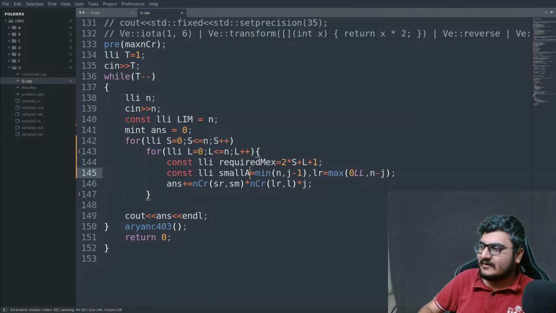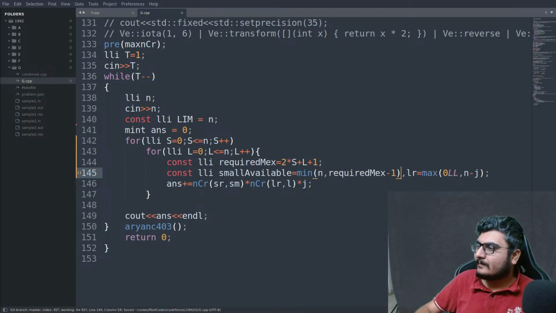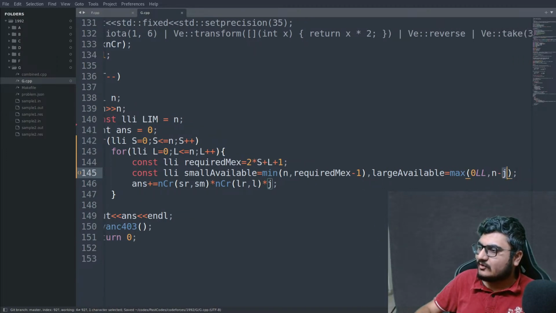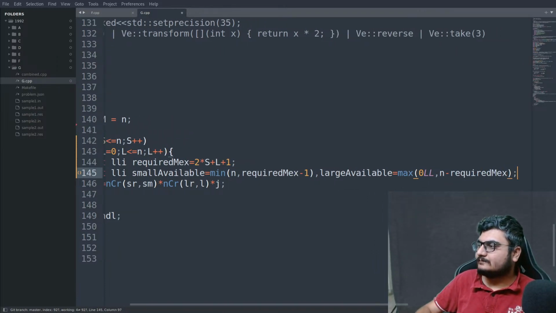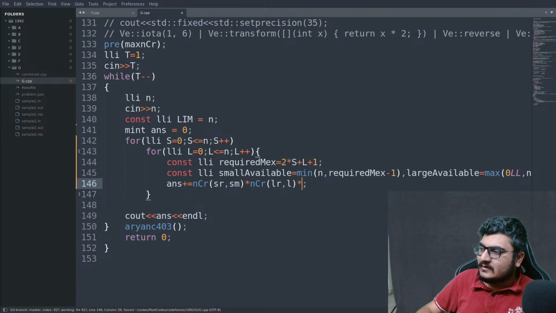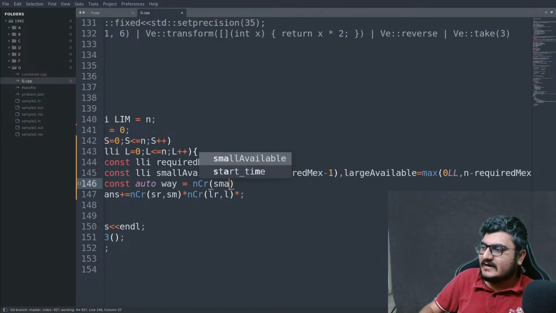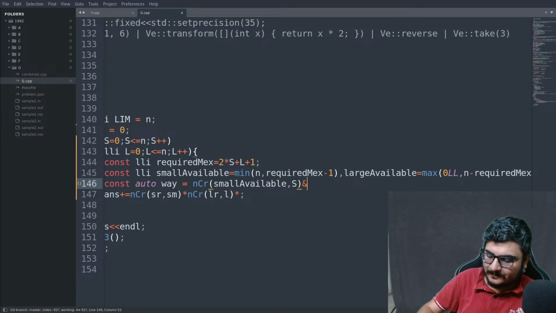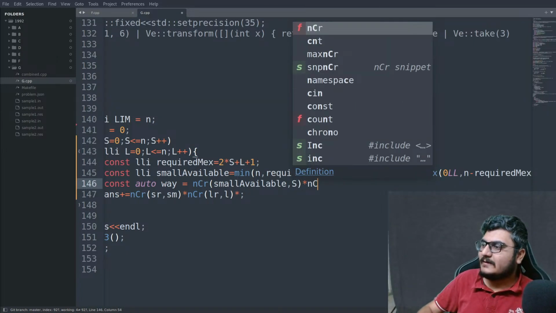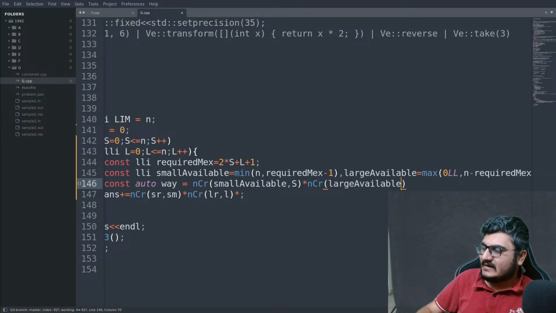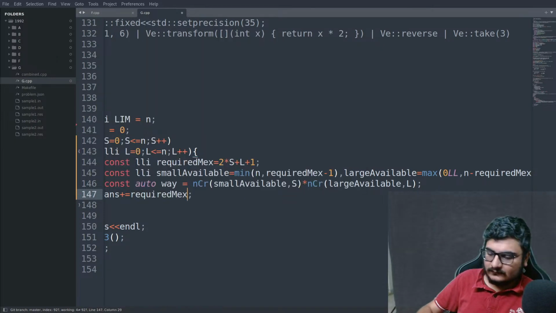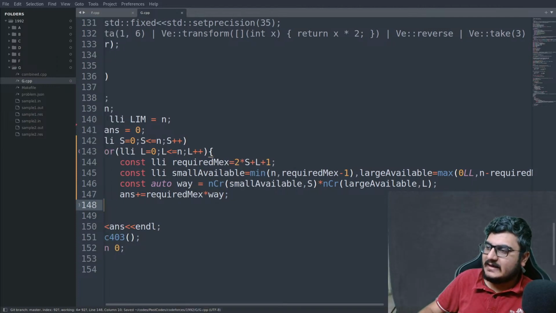Then the small available numbers would be either N or whatever the required max is. Large available would similarly be max of N comma something. And the number of ways would be NCR of the small numbers available and the small numbers we want to take, times NCR of the large numbers available and the large numbers we want to take. Then multiply the required max by the number of ways and print that value in the end.